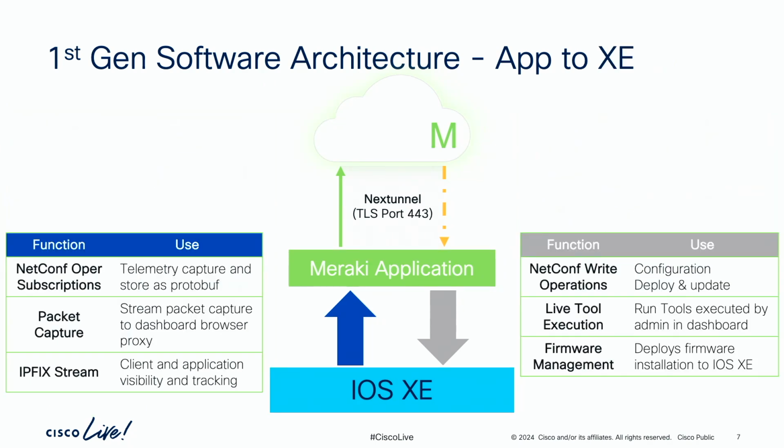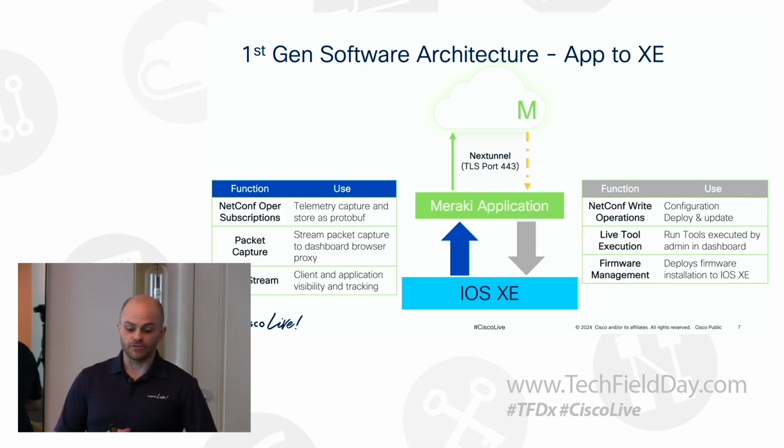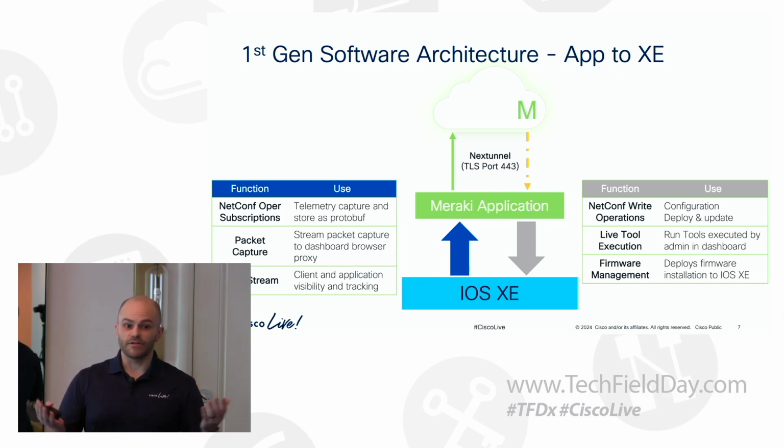From the application to IOS XE, this is where we do NETCONF telemetry subscriptions. So we'll subscribe to a bunch of different endpoints and then find when there's port up-down status changes, all that information. And we also execute some of the packet capture functions using ERSPAN. We also have a flow collector that sits there and captures IPFIX flows, translates it into our traffic analytics, and brings that to dashboard so that we can give you application usage, endpoint, bandwidth utilization, et cetera.